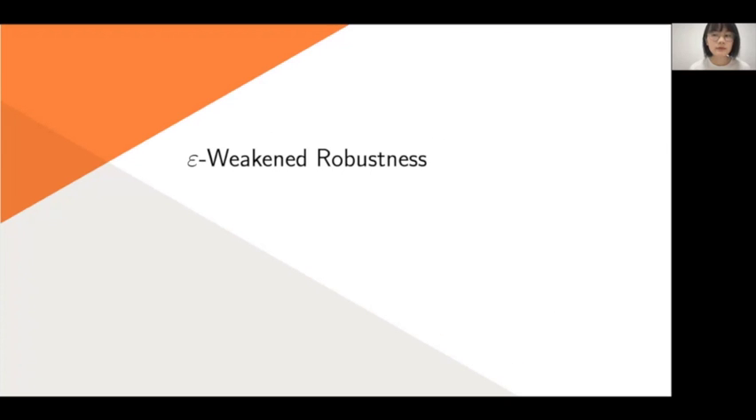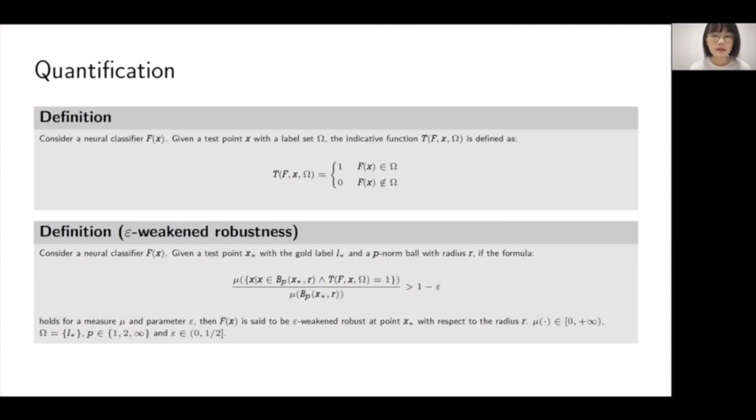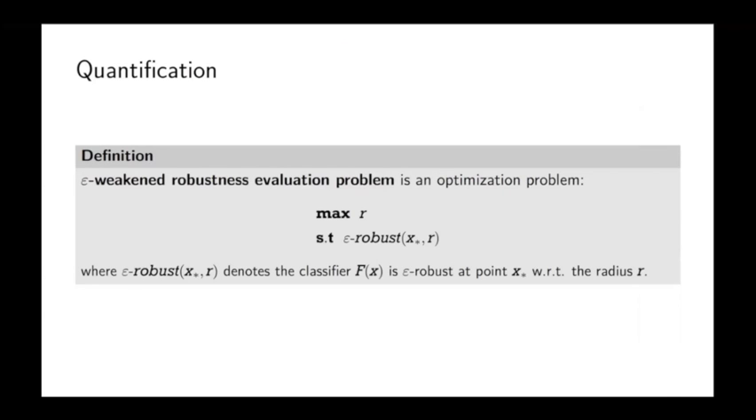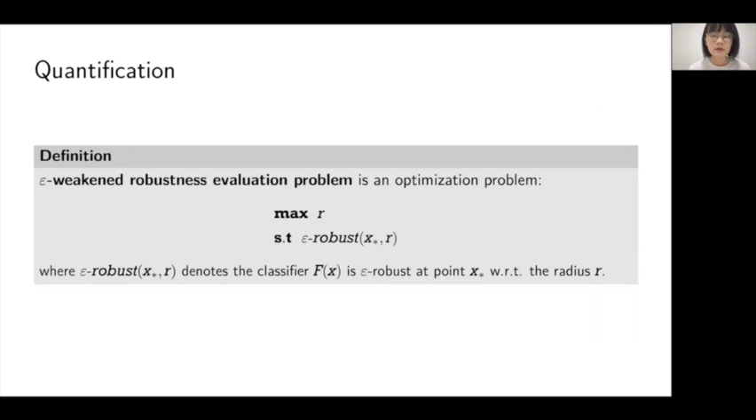Towards the direction of rebuilding the concept of safe, we rethink the robustness from the view of quantification and propose epsilon-weakened robustness. This is the definition of epsilon-weakened robustness. We relax the universal quantifier. The formula depicts that the quantification or the proportion of adversarial examples is less than epsilon. Deciding whether this formula is true is called the epsilon-weakened robustness decision problem. Compared with counting how many adversarial examples, this problem is theoretically easier. If we want to find a maximum epsilon robustness radius, we can solve this optimization problem.